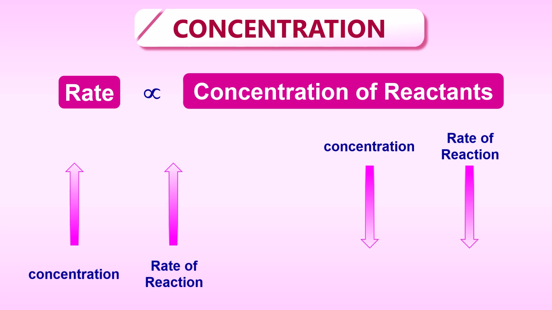Now the question is why and how? Why is the rate proportional to the concentration of the reactants? And how does concentration actually affect the rate of a chemical reaction? Let us understand this scientifically using the concepts of collisions, threshold energy, and activation energy.